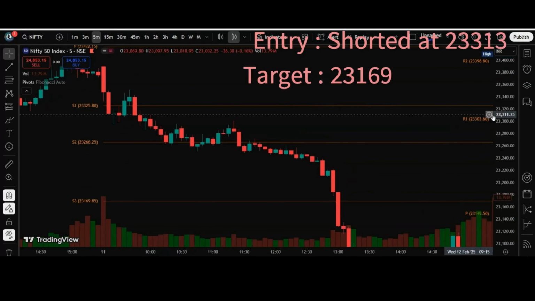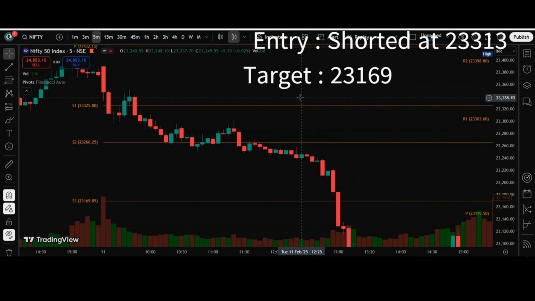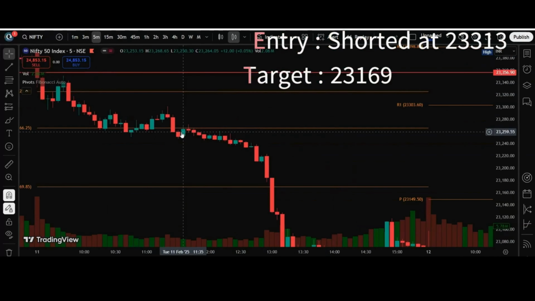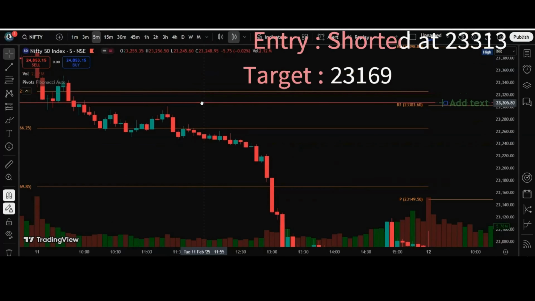If you are a very conservative trader, you can revise the stop loss on the break of each of these pivots. Once the low of this candle is broken, you can directly revise your stop loss from here to here.